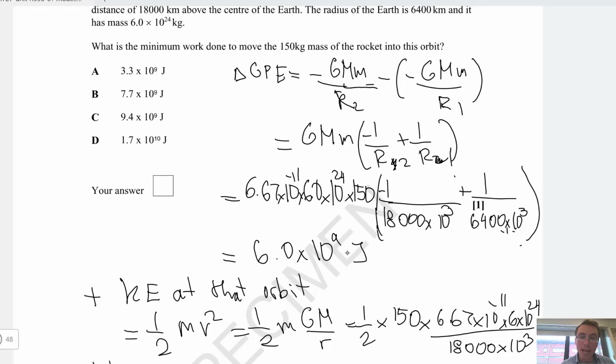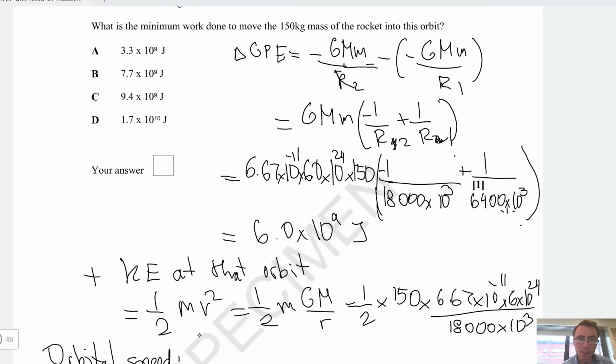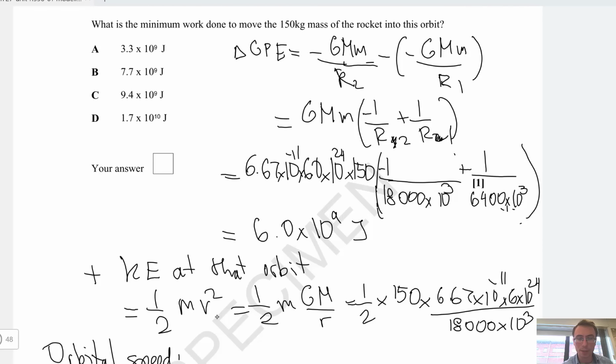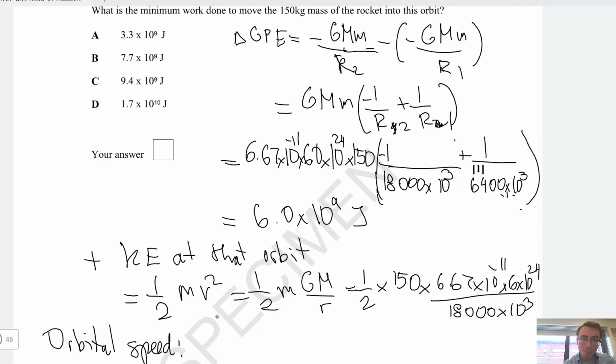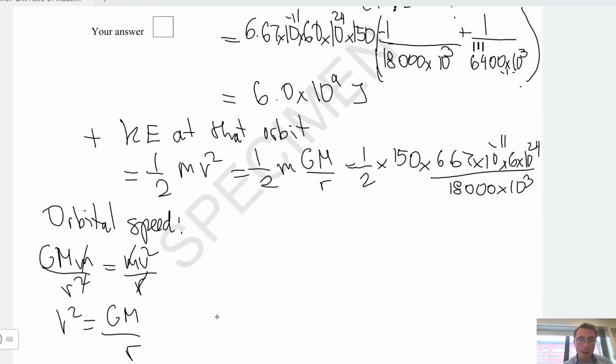Now, on top of that, we need to add the kinetic energy required to keep the satellite in this orbit, because this has to come from somewhere. So this here will be given by half mv squared. How do we know the orbital speed of that satellite? Well, remember, GMm over r squared has to be equal to mv squared over r, meaning that the square of the orbital speed, v squared, would just be GM over r.